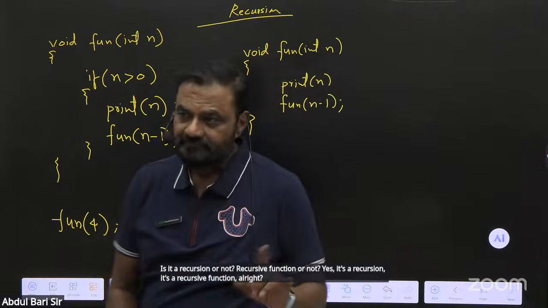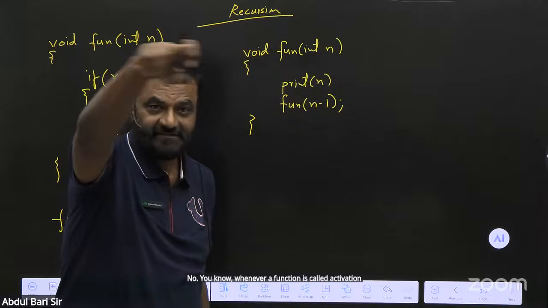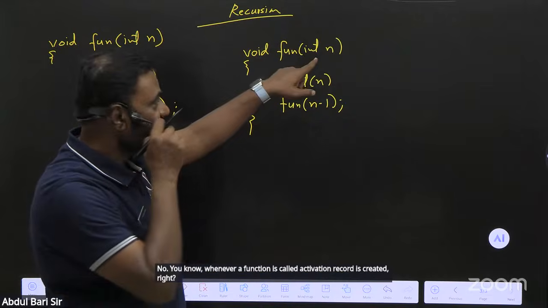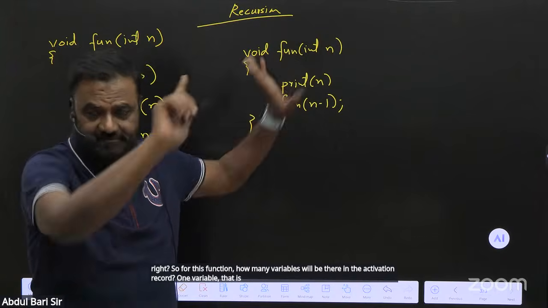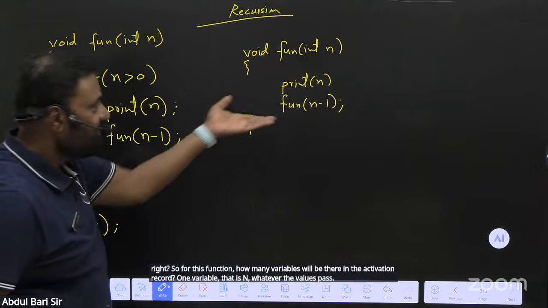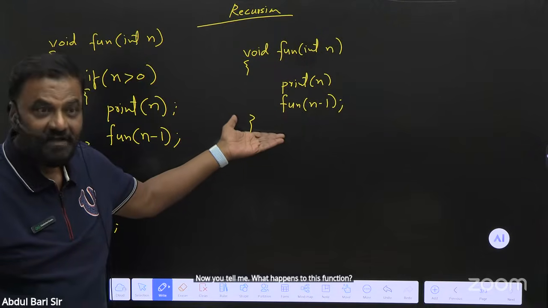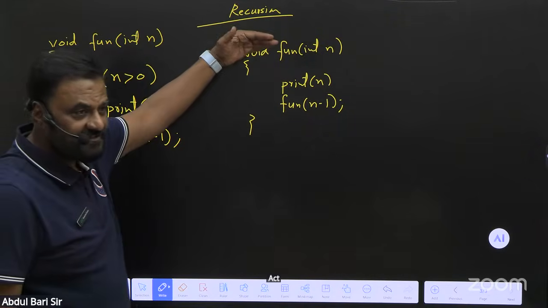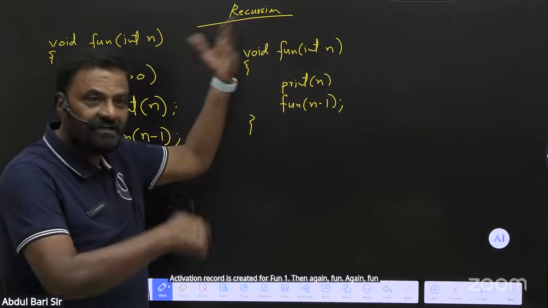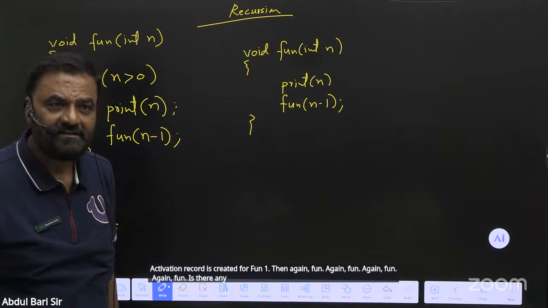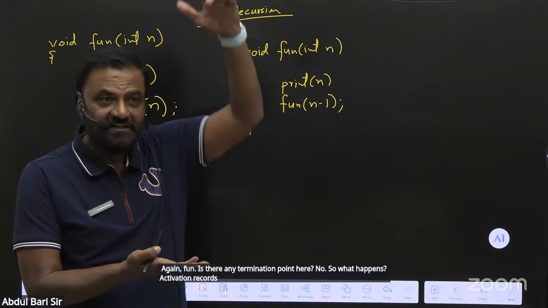Now, you know, whenever a function is called, an activation record is created, right? So for this function, how many variables will be there in the activation record? One variable, that is n, whatever value is passed. Now you tell me what happens to this function. An activation record is created for fun, then again fun, again fun, again fun. Is there any termination point here? No. So what happens? Activation records keep on being created in the stack.